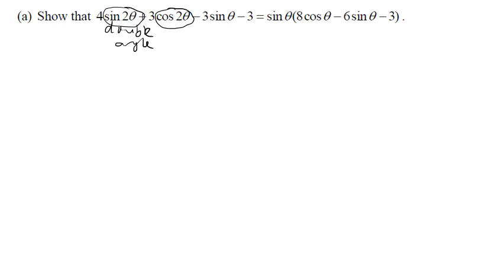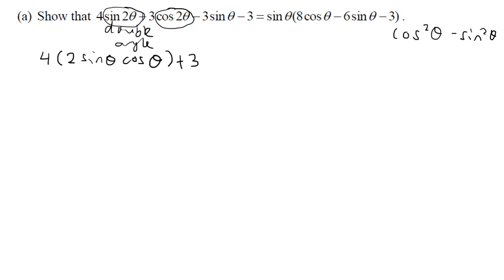For sine 2 theta, we only have this formula, that is 2 sine theta cos theta. However, for cos, we have 3 different formulas we can choose. It can be cos squared theta minus sine squared theta, it can be 2 cos squared theta minus 1, or 1 minus 2 sine squared theta. So the key for the answer is the one that we need to show over here.